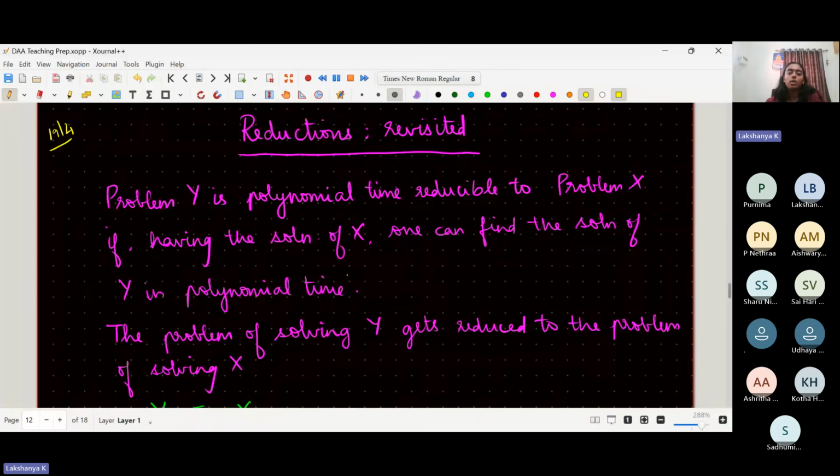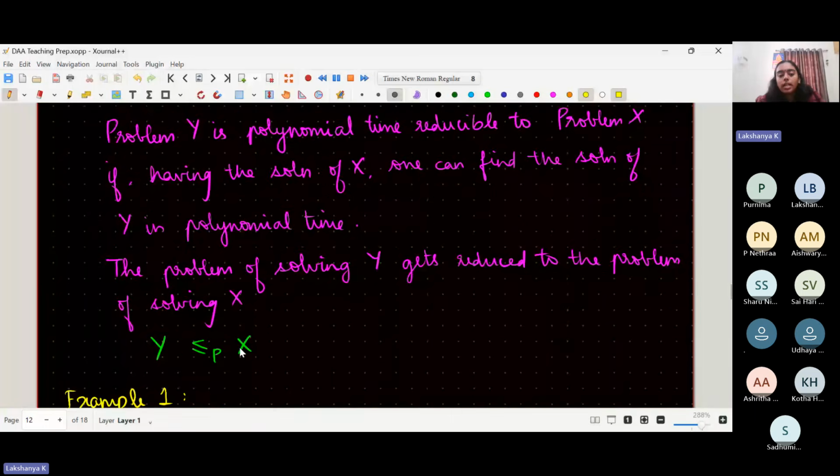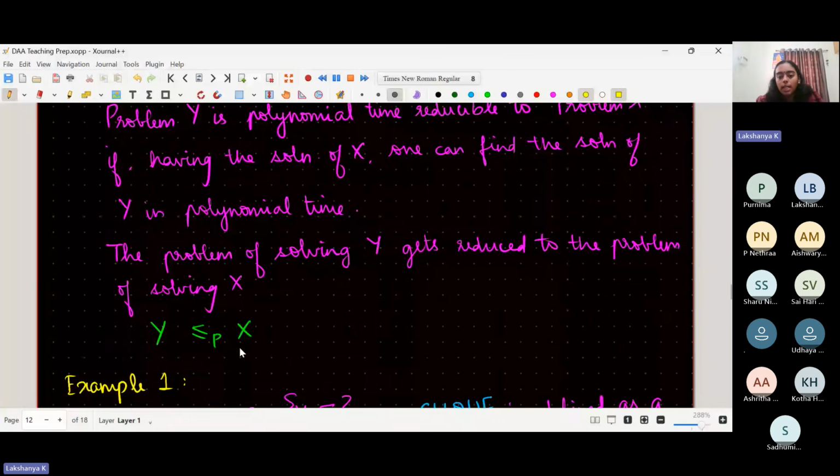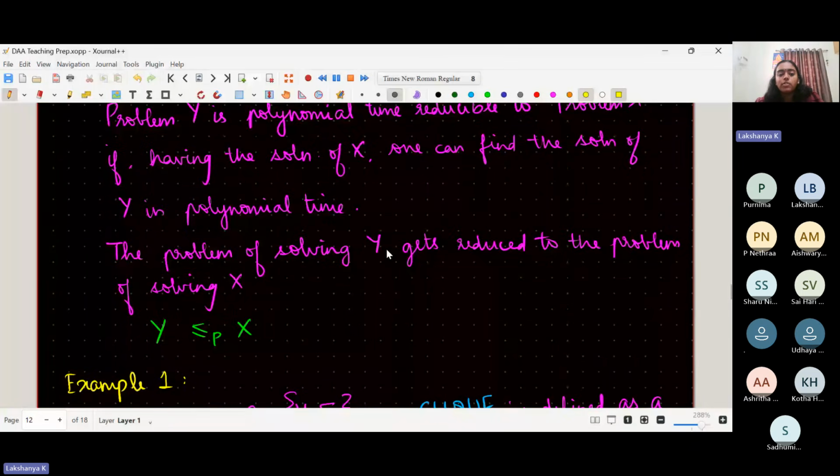or that you have the solution to x in hand. All that is being said is if you have the solution for x, using that, you only need a polynomial amount of time to be able to solve y. That's what we mean when we say y is polynomial time reducible to x. So the idea is the problem of solving y gets reduced to the problem of solving x plus some polynomial time operations. So we'll look at a few examples.